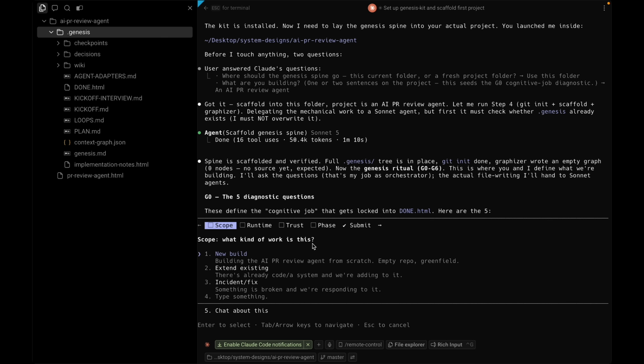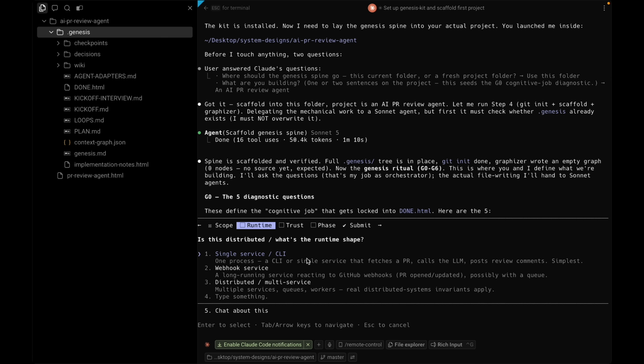That's why here it says scope. What kind of work is this? Is it a build from scratch with existing code, or is there some incident we are trying to fix? There's a new build completely, so we should just say a new build.